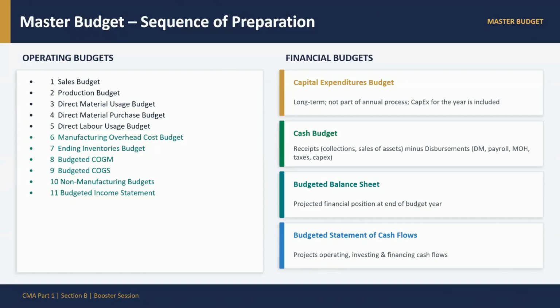Okay. Rest of the budgets, just understand it. That is sufficient. So preparation will be important for sales, production, direct material usage, direct material purchase, direct labor, manufacturing overhead, ending inventories, COGM, COGS. Okay. So first 9 operating budgets, you should be thorough with the preparation. Then move on to financial budgets.